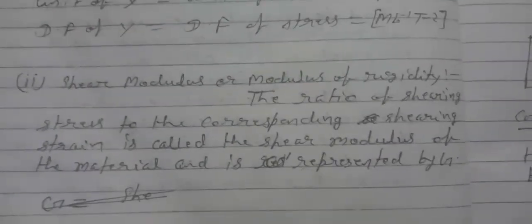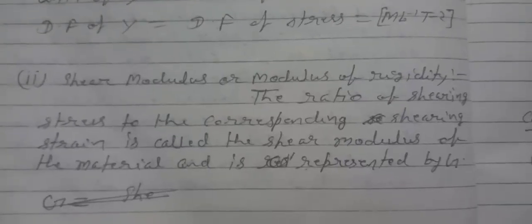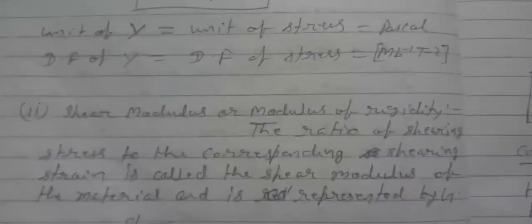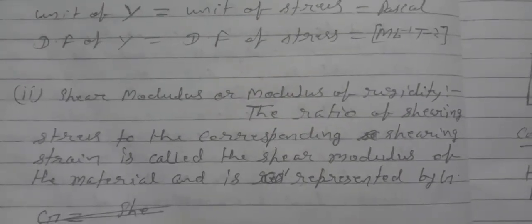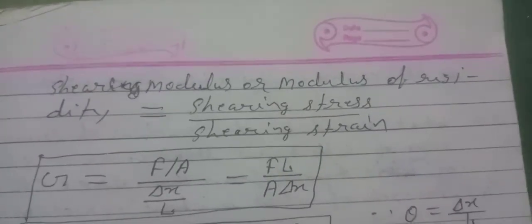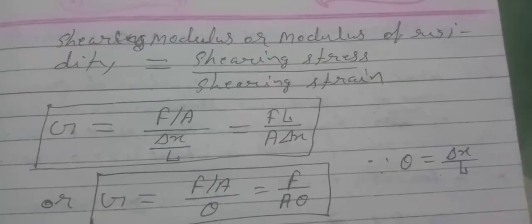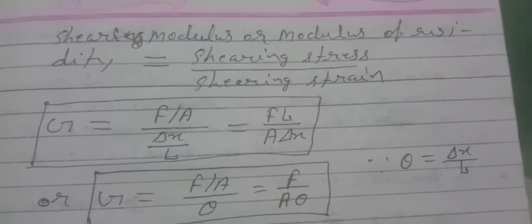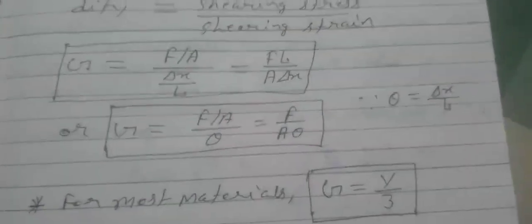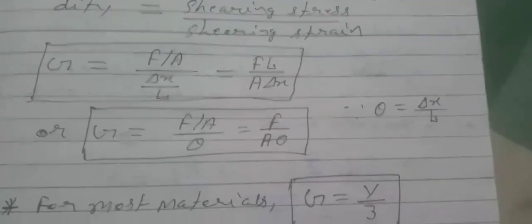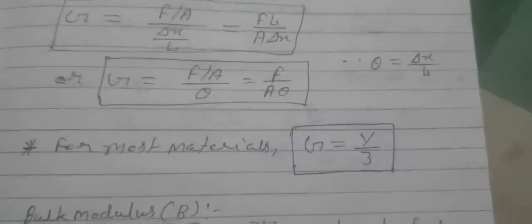Second, shear modulus or modulus of rigidity. The ratio of shearing stress to the corresponding shearing strain is called the shear modulus of the material and is represented by G. So, shear modulus equals shearing stress by shearing strain. G equals F by A divided by delta X by L, equals FL by A delta X, or G equals F by A theta, where theta equals delta X by L for a small deformation.